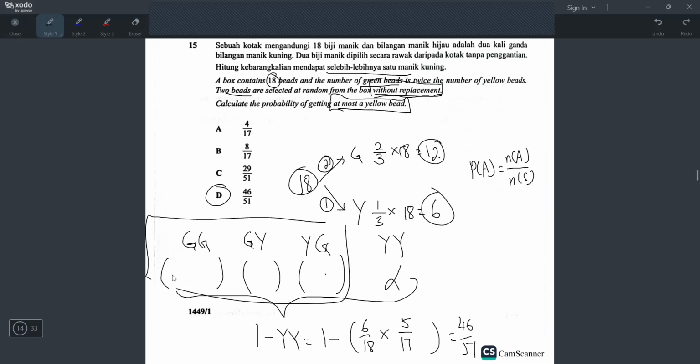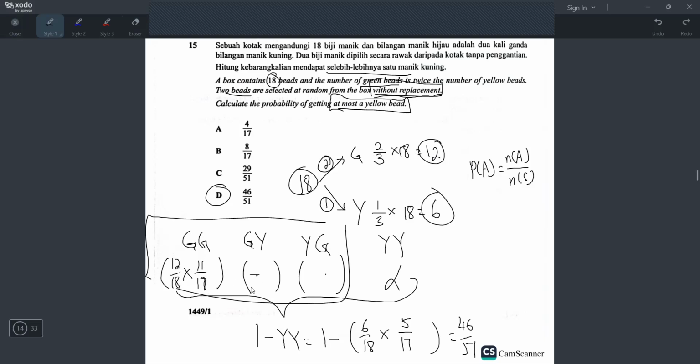12 over 18 for the first green, times with the second green, which will be 11 over 17. You know why? Because it is without replacement, right? So when I take one out, the 18 becomes 17. And since the first one is also green, the second green will be 11 left in the box. Okay, what about this one?